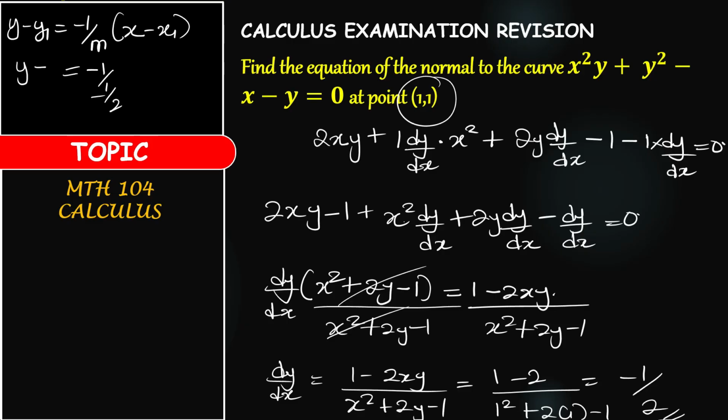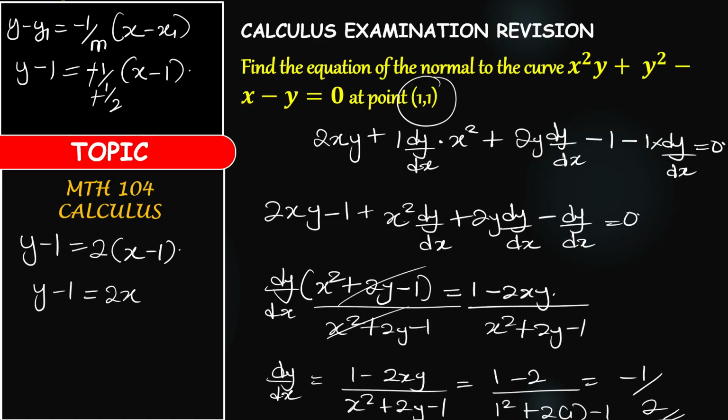So you have minus 1 divided by minus 1 over 2. This will cancel this, of course, and then you know mathematics now: 1 over 1 over 2 will give us 2, just like 1 divided by half will give us 2. So here it gives us x minus x1, which is 1, and y minus 1 is equal to 2 bracket x minus 1. So your final answer will be y minus 1 is equal to 2x minus 2.